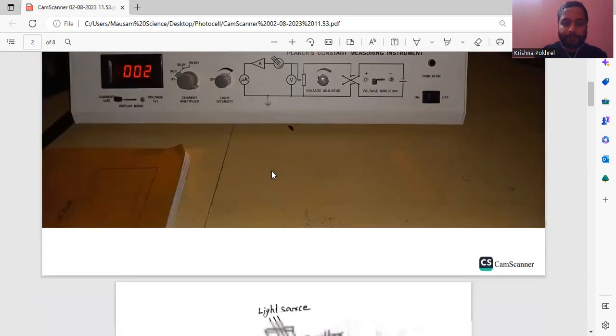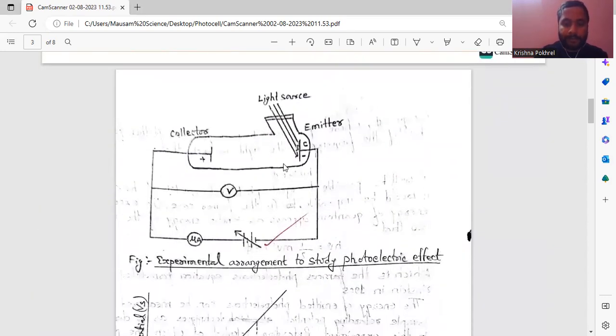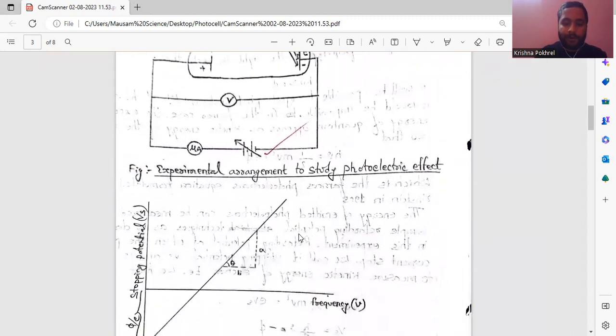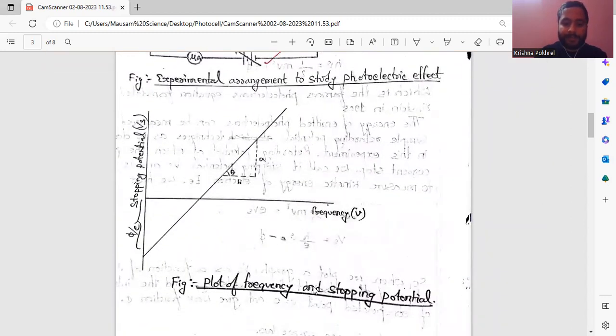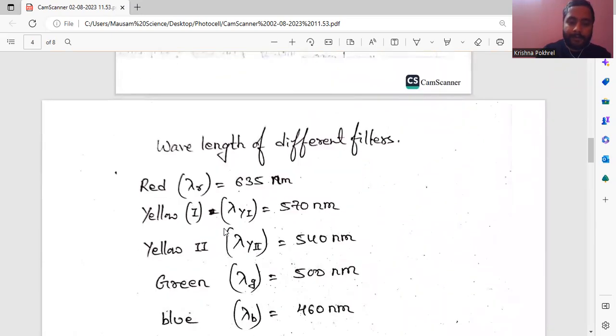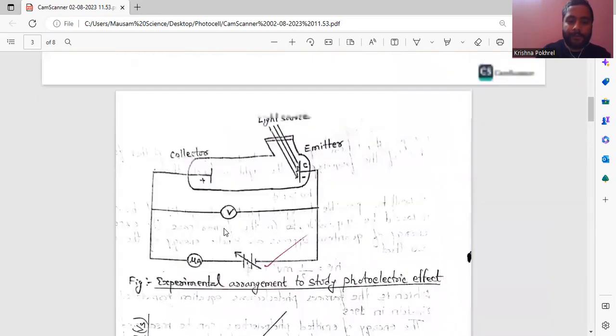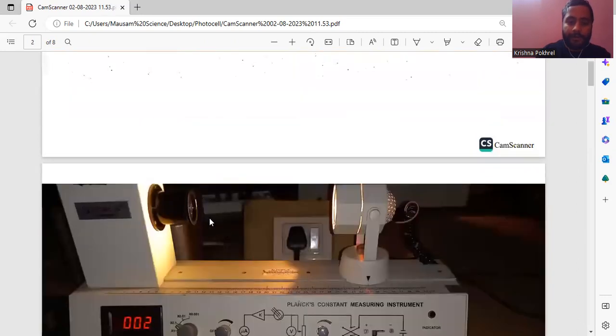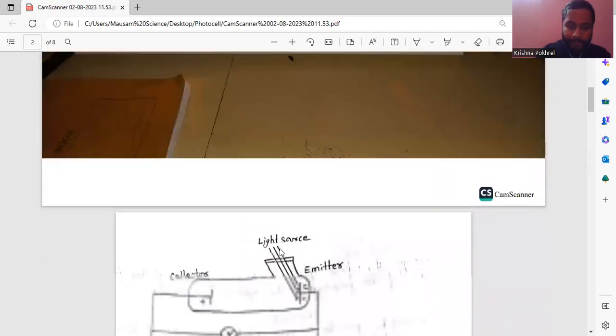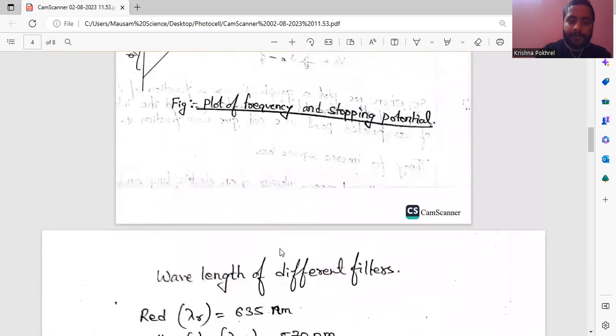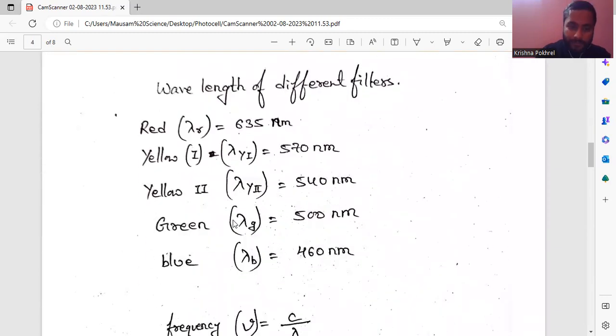Now this is the experimental circuit of the photoelectric effect. We need to get this type of plot of frequency and stopping potential. I will tell you how to derive this type of curve. As I told you, we use different color filters over here. Different color filters have different values of wavelength, so it should be given to us. It is mentioned on the filter itself.